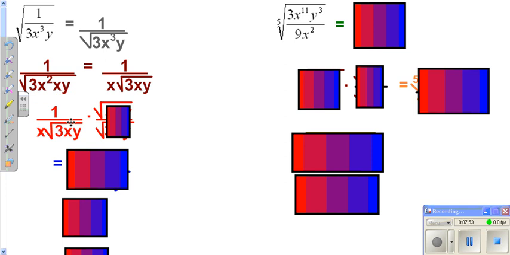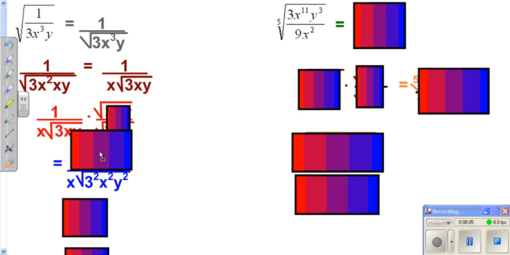So we have our problem here, but we don't want to leave a root in the bottom. So then you get to multiply by a special form of 1. You want to try to get that root out of the bottom. You want to end up with this on the bottom. You want to get a 3 squared, an x squared, and a y squared, because your square root will drop those out.